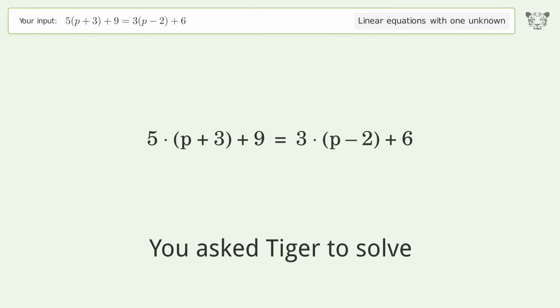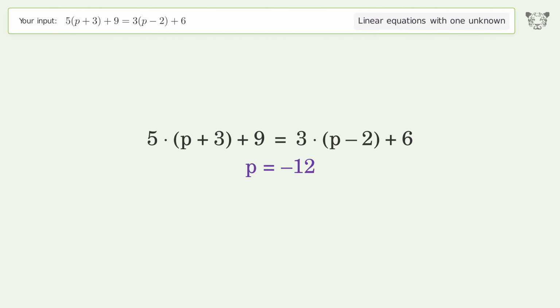You ask Tiger to solve this. It deals with linear equations with one unknown. The final result is p equals -12. Let's solve it step by step.